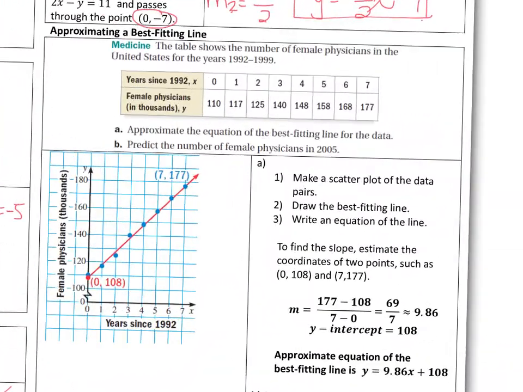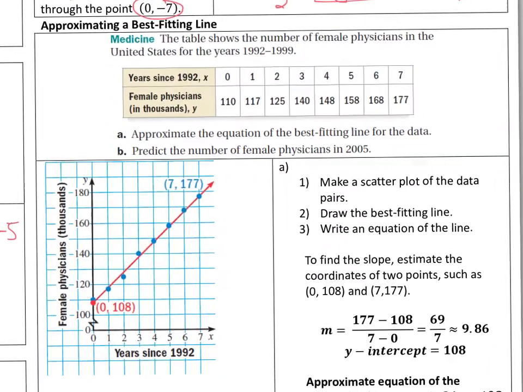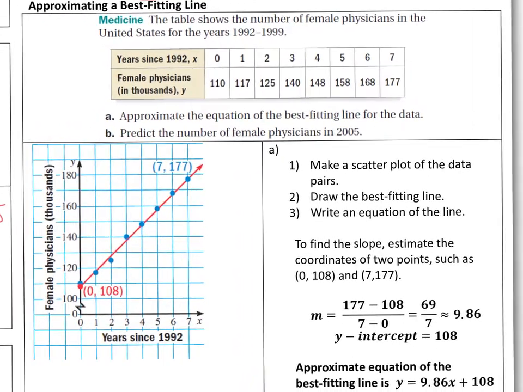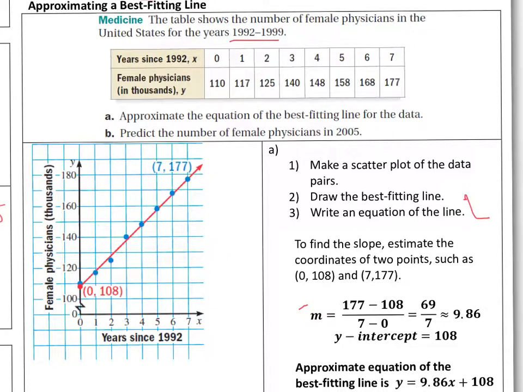So here I give you a table that shows the number of female physicians in the United States from the years 1992 to 1999. And part A, it asks you to approximate the equation of the best fitting line for the data. So we're just approximating, okay? We're looking for an equation. That's what we've been doing, writing an equation.